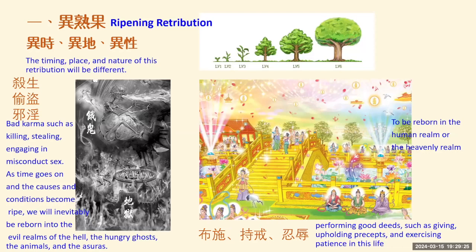Conversely, after we have persistently performed good deeds, such as giving, upholding precepts, and exercising patience in this life, we may not see any immediate results yet. Hence, we usually hear the saying, good people do not receive good retribution. However, after some time, the karma from these good deeds will ripen, and we will be led by our wholesome deeds to be reborn in the human realm or the heavenly realm, where we will be blessed with all kinds of happiness and favorable rewards. Our surroundings and appearance will undergo big transformation in a positive way.